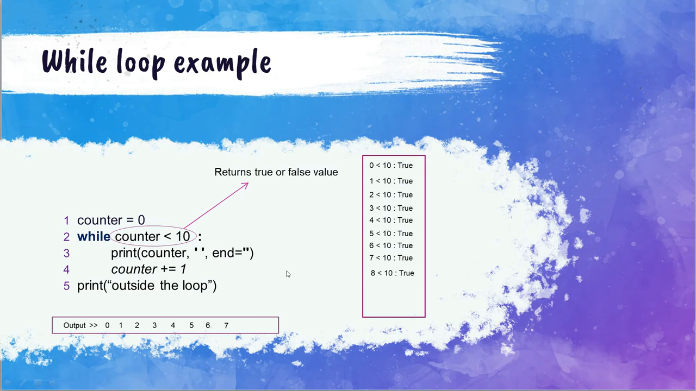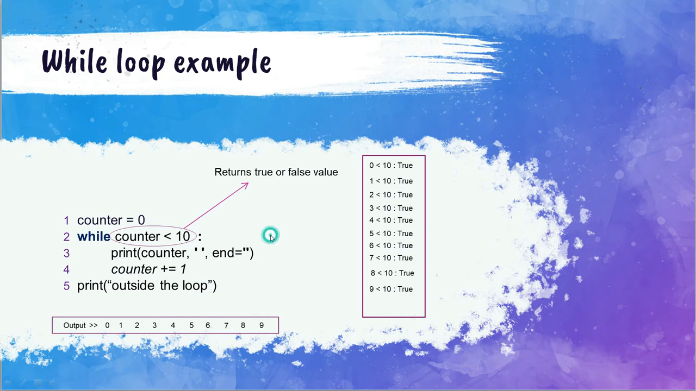So back to line 2, now counter is 8, and we compare, is 8 less than 10? The answer is true, so we go inside the loop. Line 3 prints 8, line 4 increases counter by 1, and now counter is 9. So back to line 2, now counter is 9, and we compare, is 9 less than 10? The answer is true, so we go inside the loop, and line 3 prints 9, and line 4 increases counter by 1, and now counter is 10.